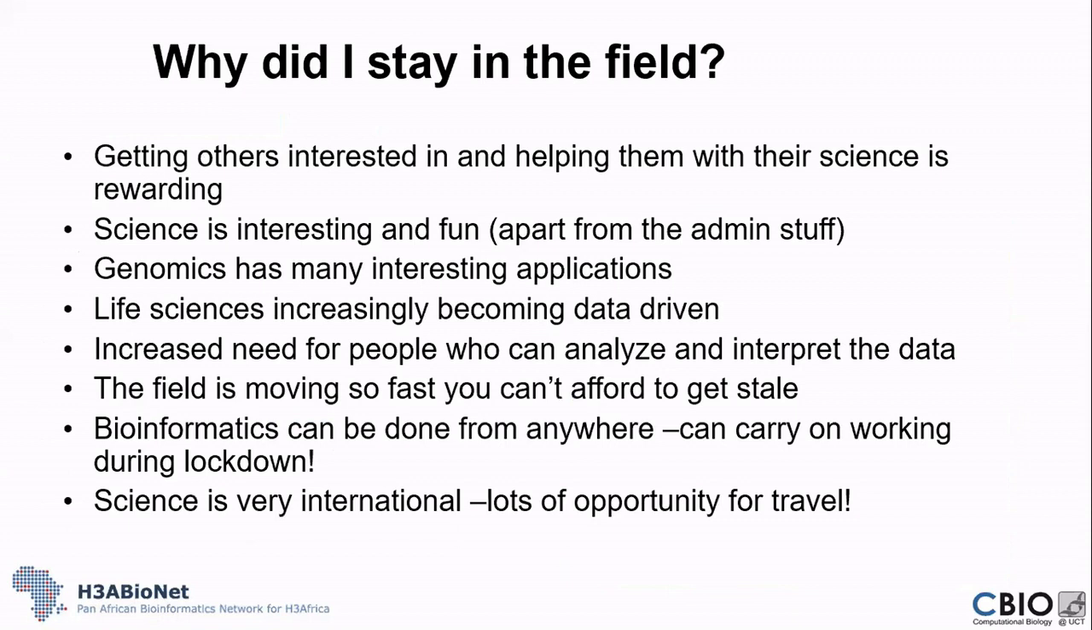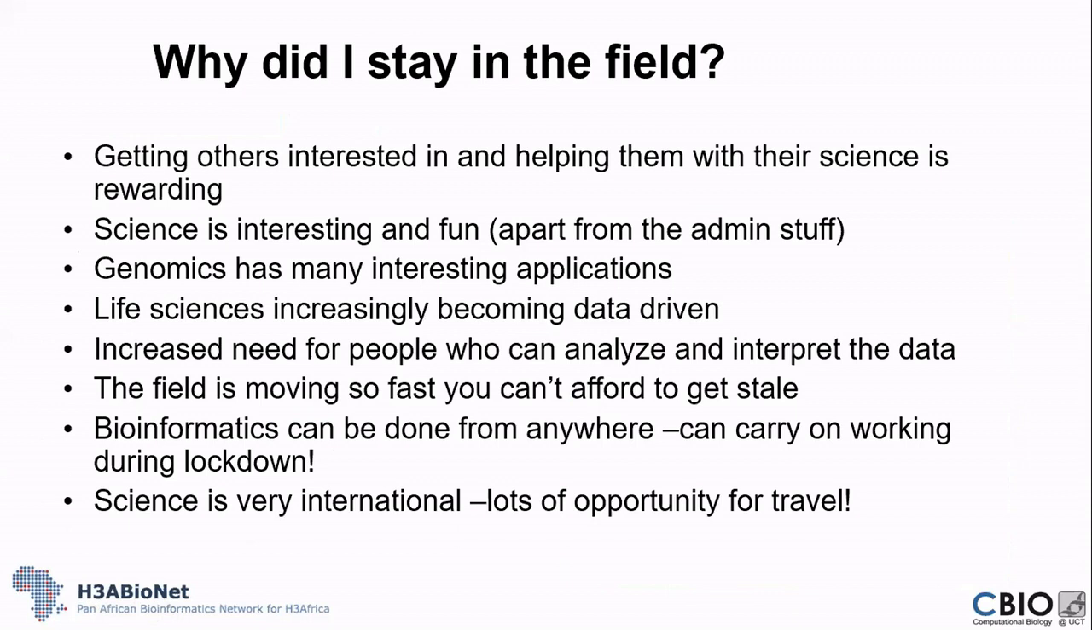Why did I stay in the field? Well, I love getting people involved. It's rewarding seeing science happen, seeing the students just get engaged with science. It's interesting and fun, apart from all the admin stuff I have to do.